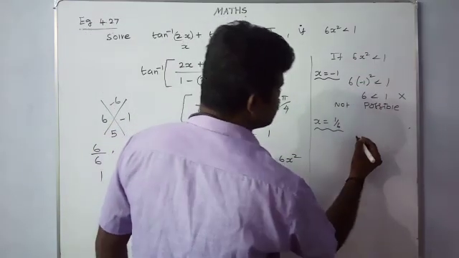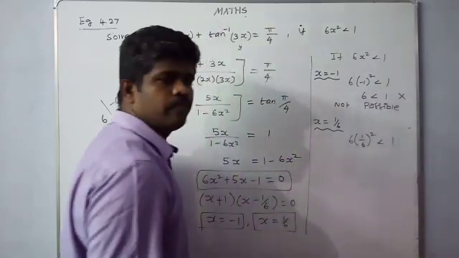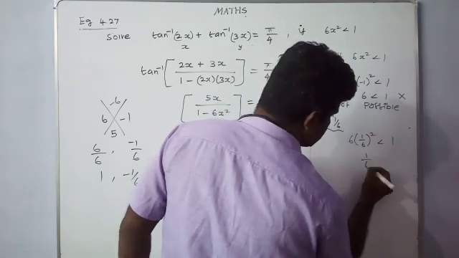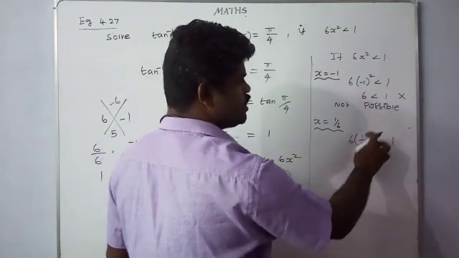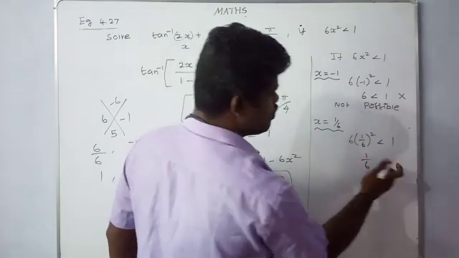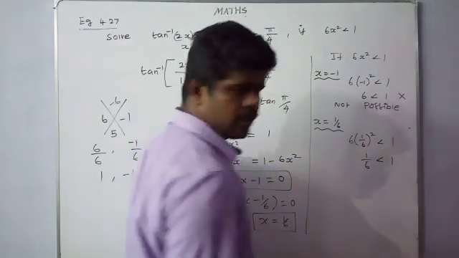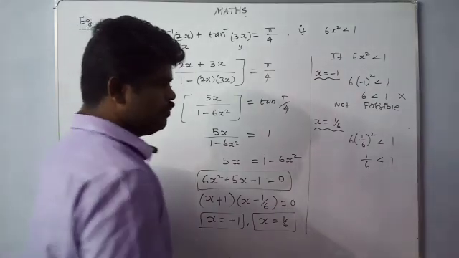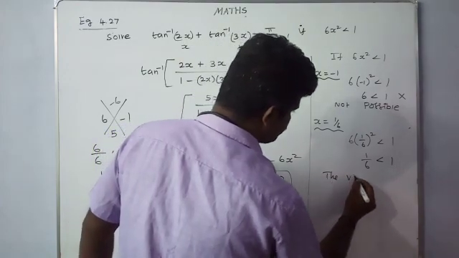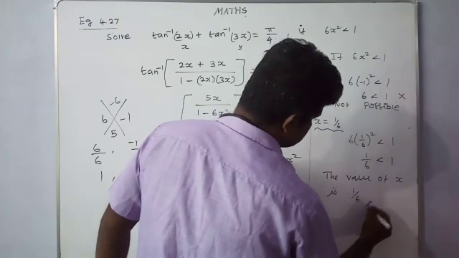We apply the condition: 6 into x square value is what? 1 by 6 the whole square, which is less than 1. 6 into 1 by 6 whole square is equal to 1 by 6. Here 6 into 1 by 6 into 6, so cancel the 6. So the answer is 1 by 6 less than 1, which is possible. 1 by 6 is 0.1 something, so it is possible. The value of x is 1 by 6 only.